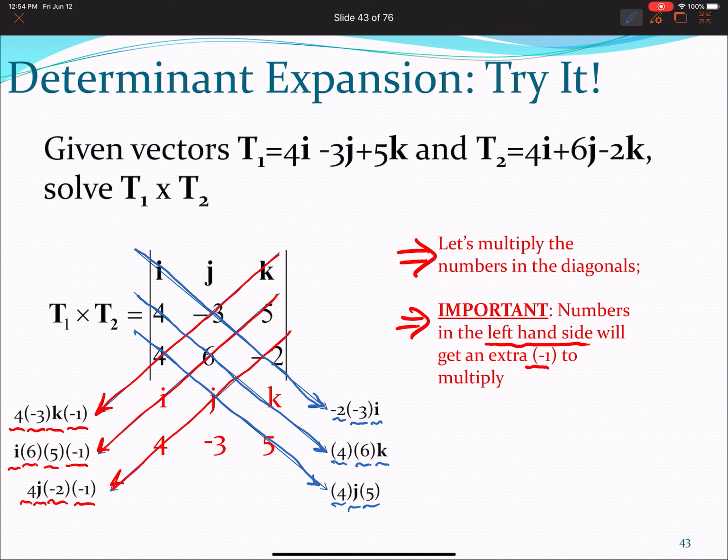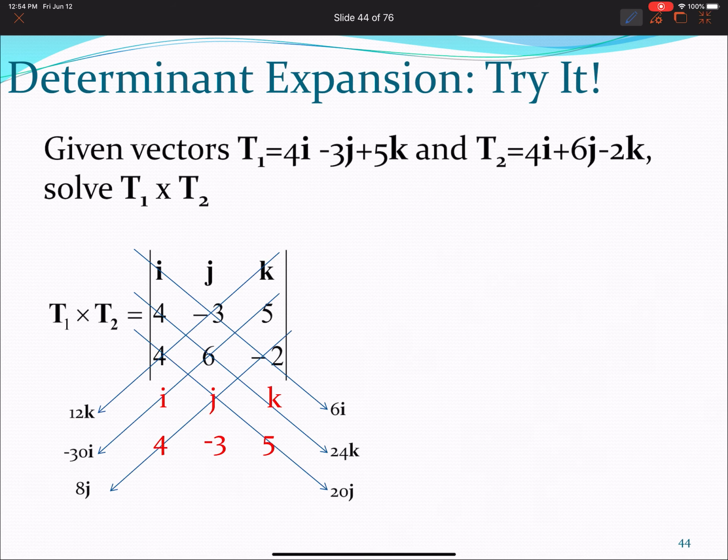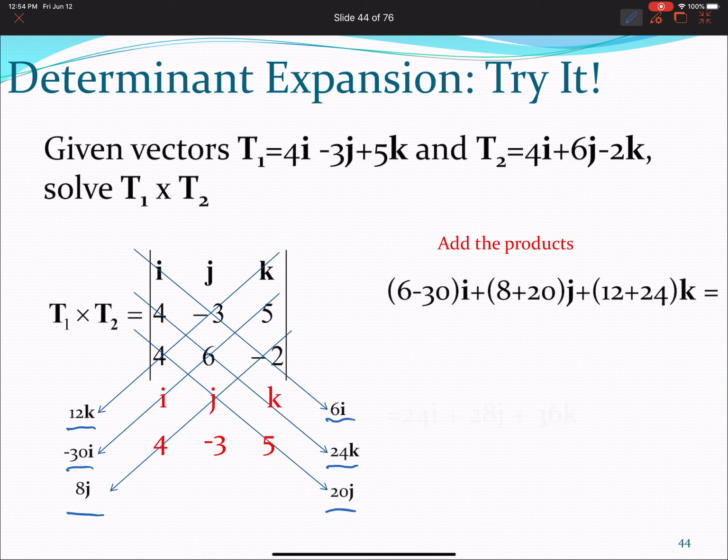And then we simplify the products and we obtain these components, right-hand side, left-hand side. I have to add them together. I have to add the i hat components, add the j hat components, and add the k hat components. So adding the products, we obtain this vector, and this is equal to T1 cross T2. We obtain a vector, what we were expecting.